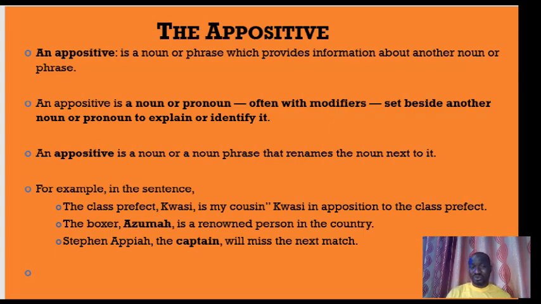So the class prefect is really the subject and it is a noun. And Kwesi too is a noun. But what is Kwesi doing here? Kwesi is in opposition to the class prefect. Kwesi is giving us an explanation of who the class prefect is. The boxer, Azuma, is a renowned person in the country. Here, the boxer, which of the boxers that we have? We have many boxers, but here we are talking about a certain boxer. So the word Azuma used here is referring to the boxer we are talking about. So Azuma is in apposition to the boxer.